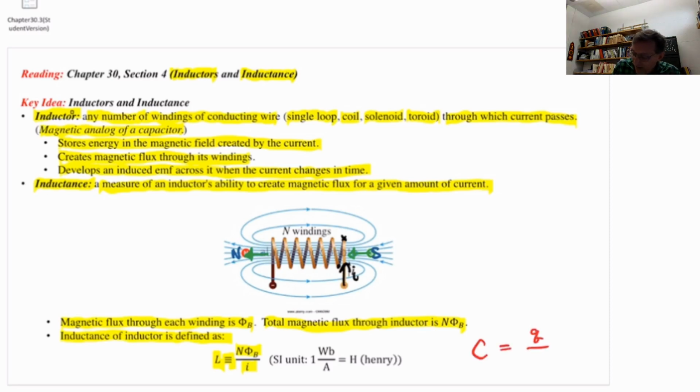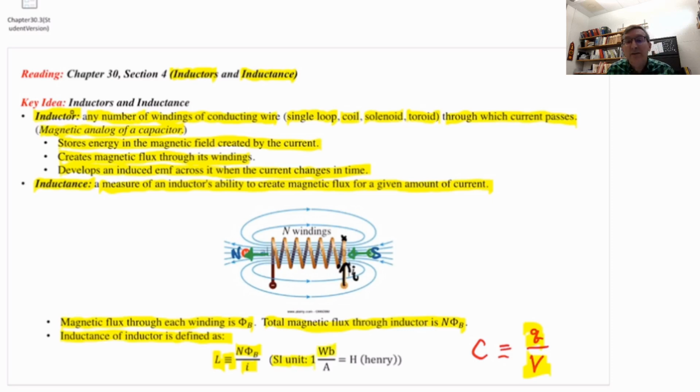Definition of C is that, Q over V. You can think of that as the amount of charge separation I get divided by the potential difference that I have between the two conductors. Here in the inductance case, it's the amount of magnetic flux that I get divided by the current that I put in. What is the SI unit of this new quantity, inductance?